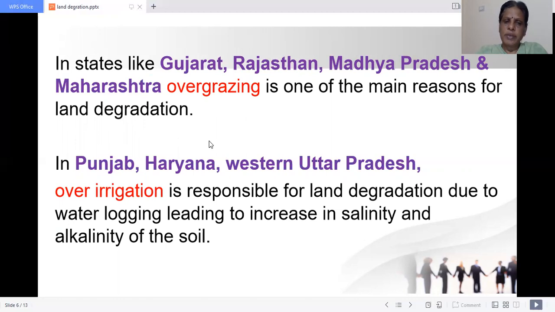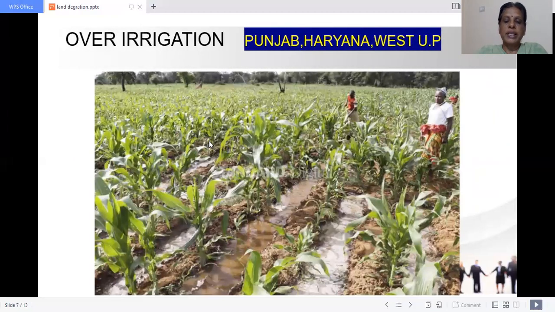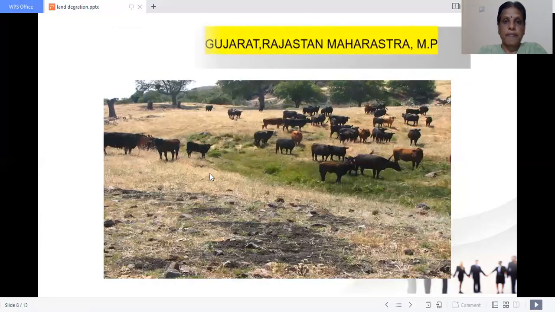Punjab, Haryana, water will be available, so over irrigation is the reason for the land degradation. See, over irrigation. Can you see this white color sediment? Over irrigation. The plants and all are lost, and it looks yellow color on the top. So Punjab, Haryana, Western Uttar Pradesh.